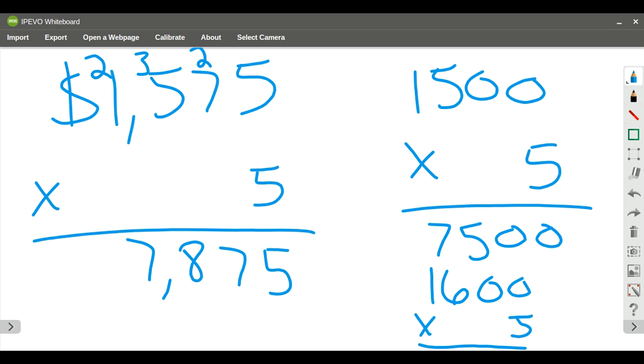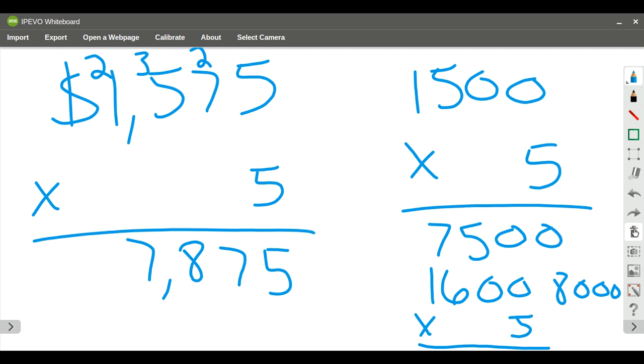So when I do 1,600 times 5, I'm going to break it apart. I do 10 times 5 is 50, and then 5 times 6 is 30. So 50 plus 30 is going to be 80. So it's going to be 8,000. So it's in between those two values, so it is a reasonable answer.